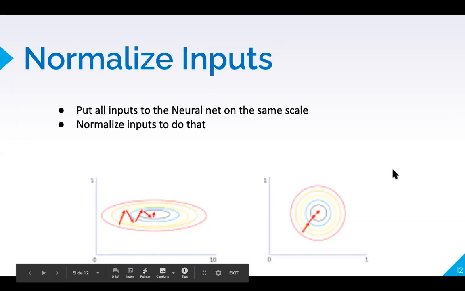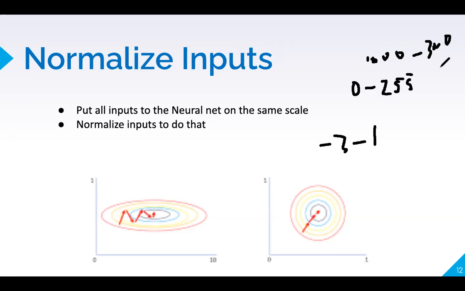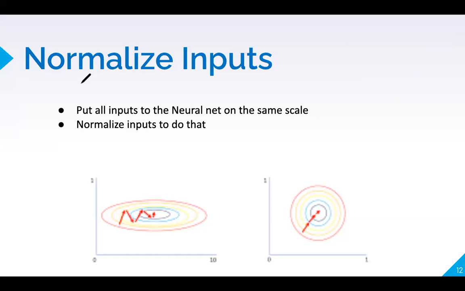So now normalizing inputs. Let's say you had one feature in a numerical data set, not image-based, that had a range from 0 to 255, and another that was -3 to 1. These two are completely different ranges, and it can be even more drastic than this. It can be 1,000 to 3,000, and the other all the way in the negatives. Sorry for my bad penmanship, but hopefully that makes sense. In that case, what we want to do is normalize the inputs, so we make them all on the same scale.